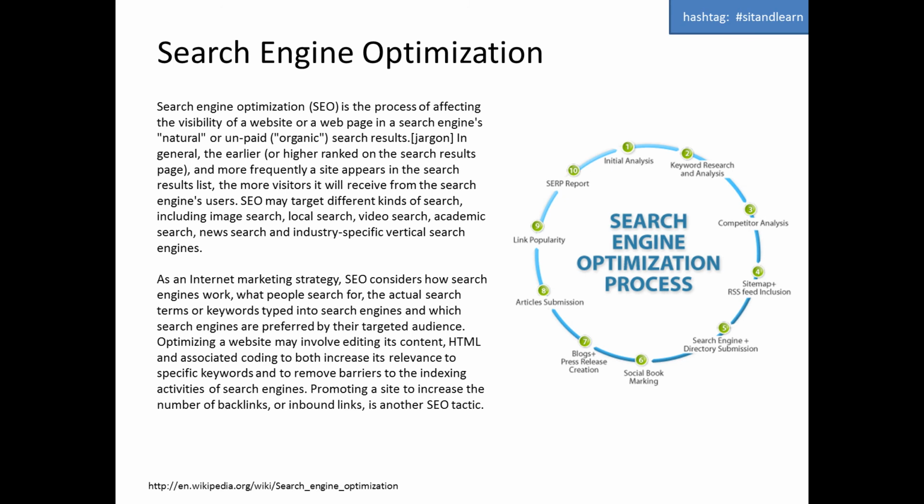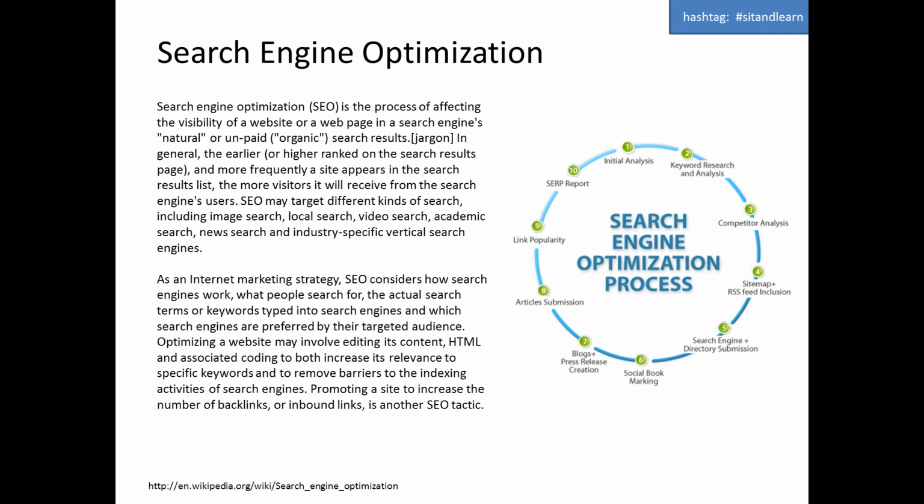I got this straight off Wikipedia because I can't say it any better. It's the process of affecting the visibility of a website or a web page in a search engine's natural or unpaid search results. And that's exactly it. You have the optimization process that we do internally here, and this is kind of what it looks like. Initial analysis, we take a look at a content strategy, which is usually filled with keywords. We do a competitor analysis.